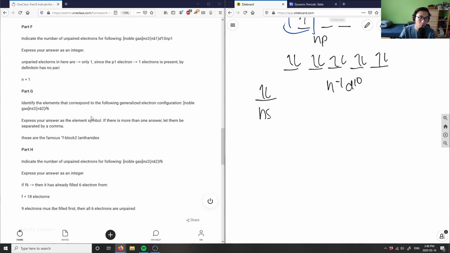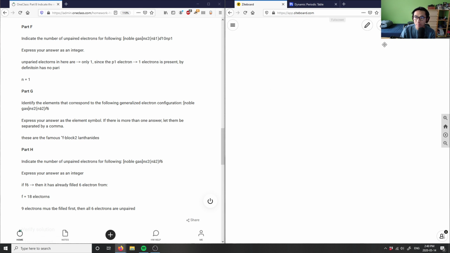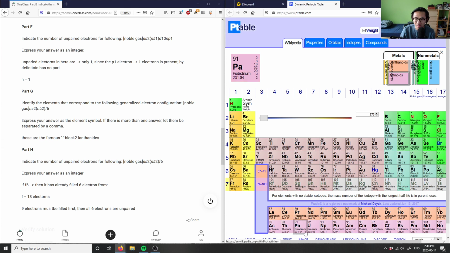It says to identify the elements that correspond to this group here. So let me write this down: noble gas, ns2, (n-2)f6. So I'm in the f block now. My lanthanides and actinides are my f blocks, where this is the 4f block and this is the 5f block. Again, I'm looking at f6 here, so 1, 2, 3, 4, 5, and 6. It would be in this category here, and the elements here are Sm and Pu.